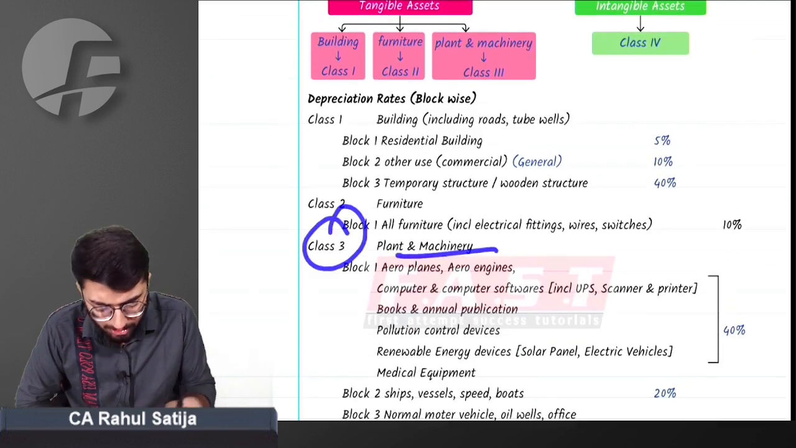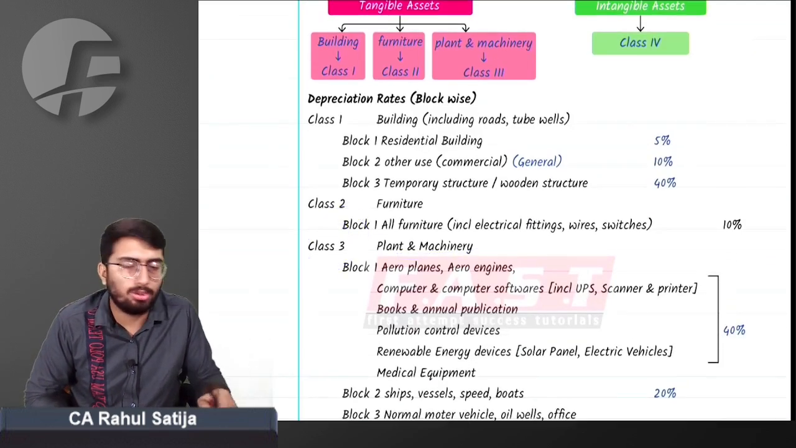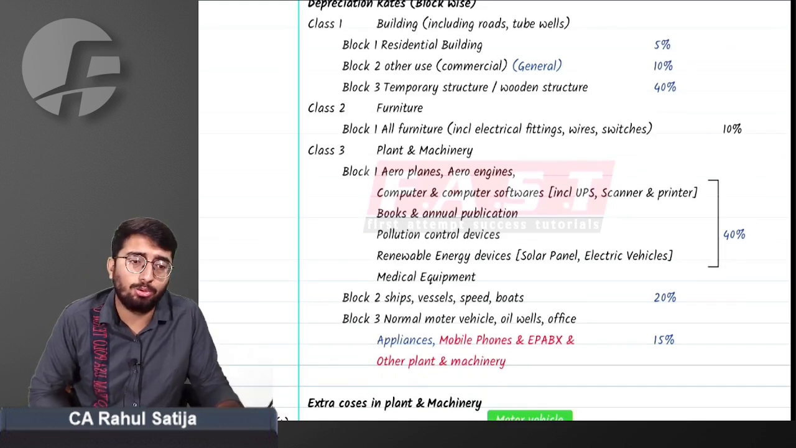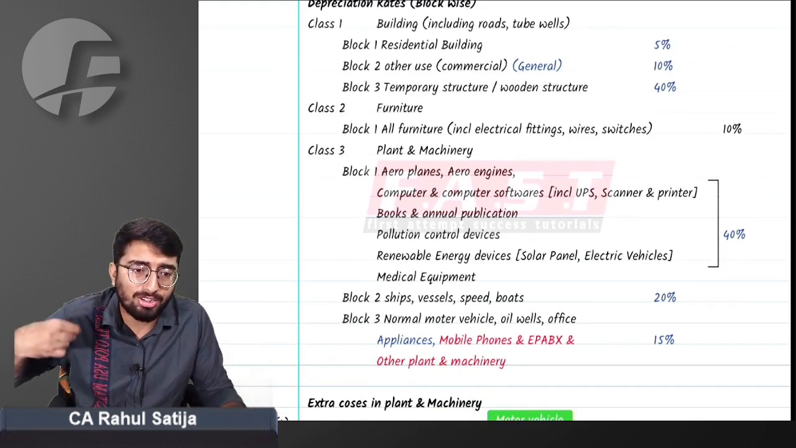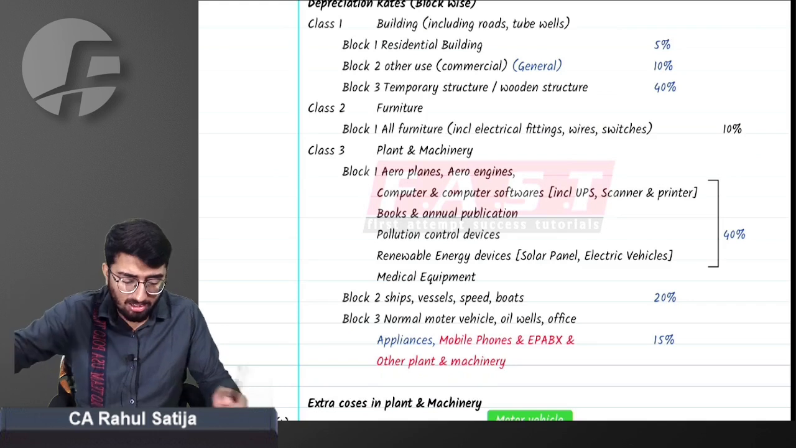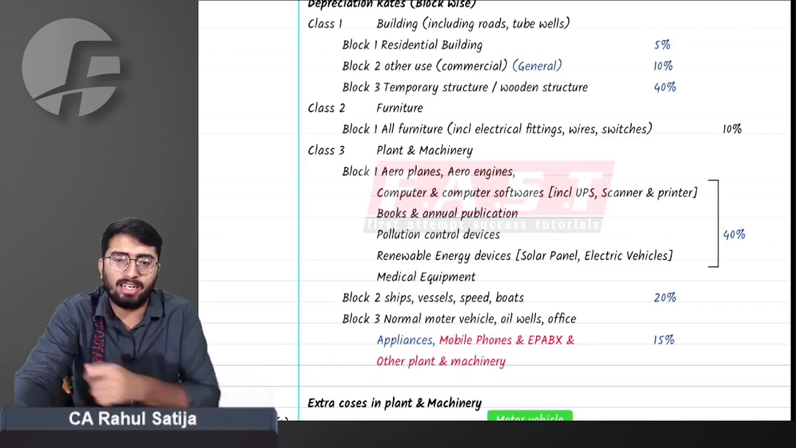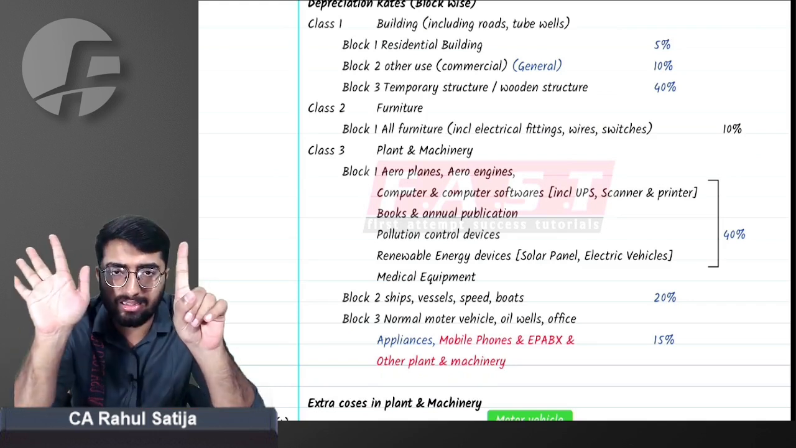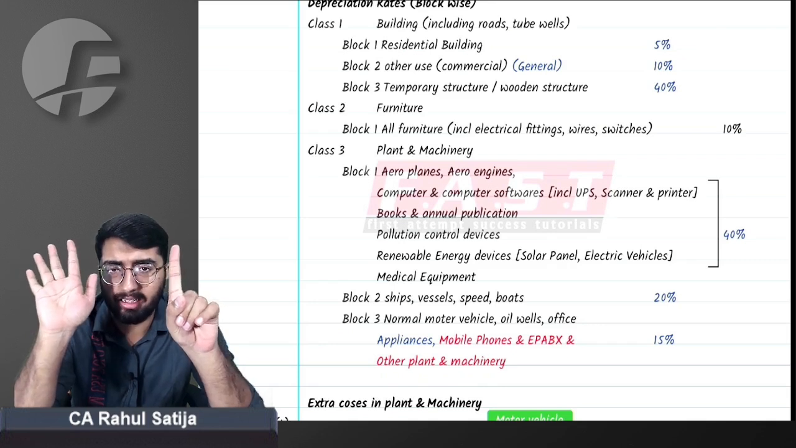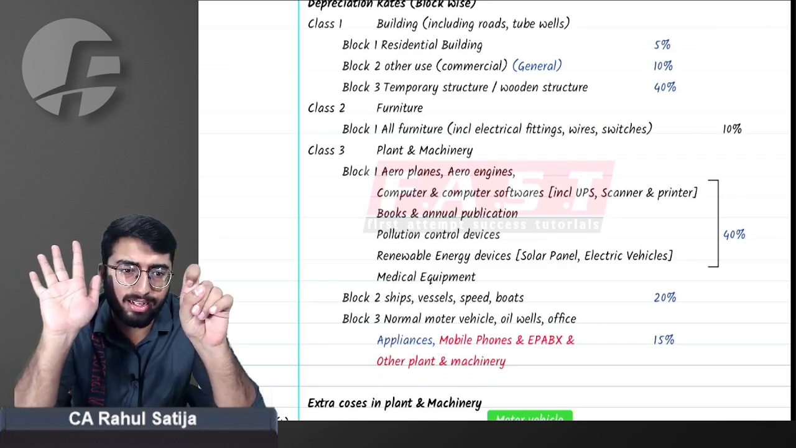The third class is plant and machinery. Plant and machinery is to be studied with due care. Why due care? Because in plant and machinery, we have different options. The first one is the 40% depreciation category. These six assets are categorized under the 40% category. Planes and aero engines, aeroplanes and aero engines. First of all, that is to be categorized.